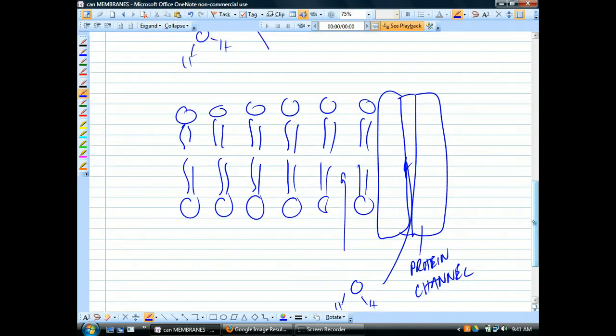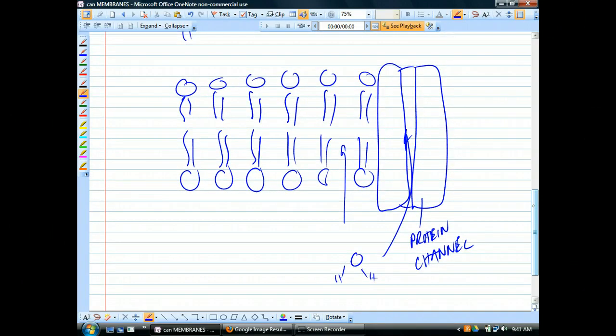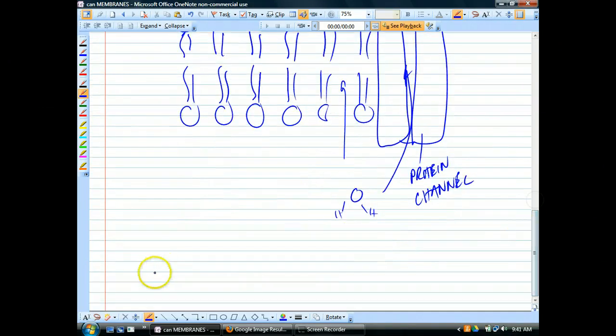So water can go through the membrane. All right? Water can pass freely through the membrane whenever it wants. But not all things can. So let's write this down.